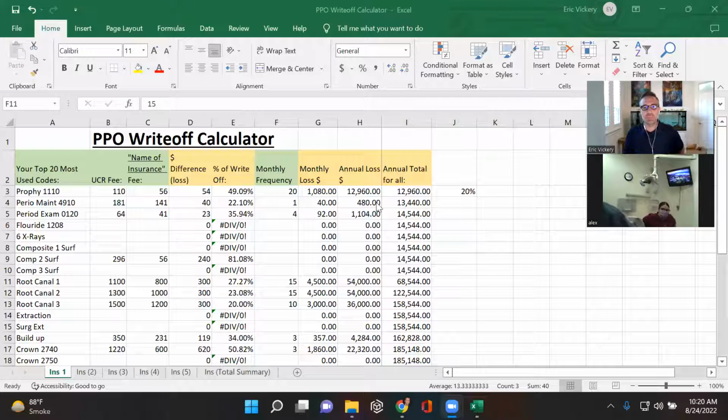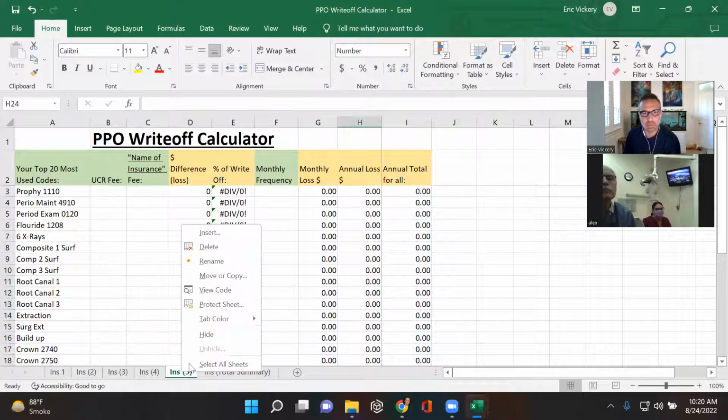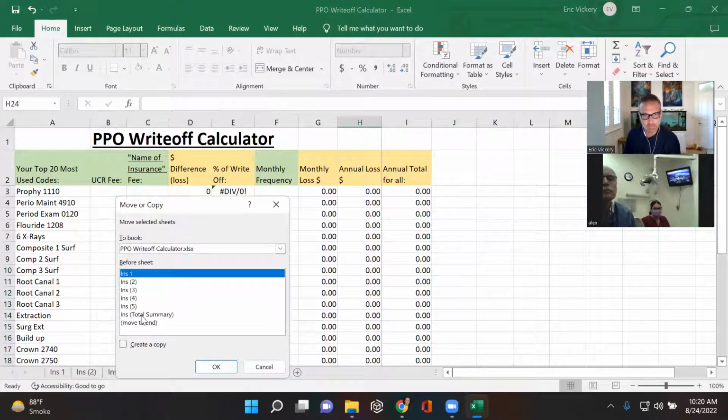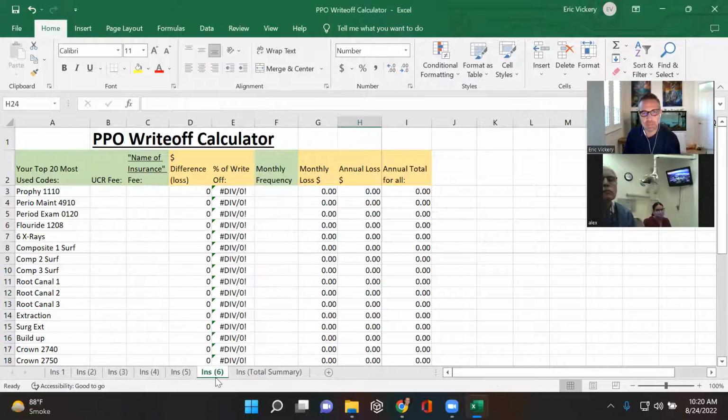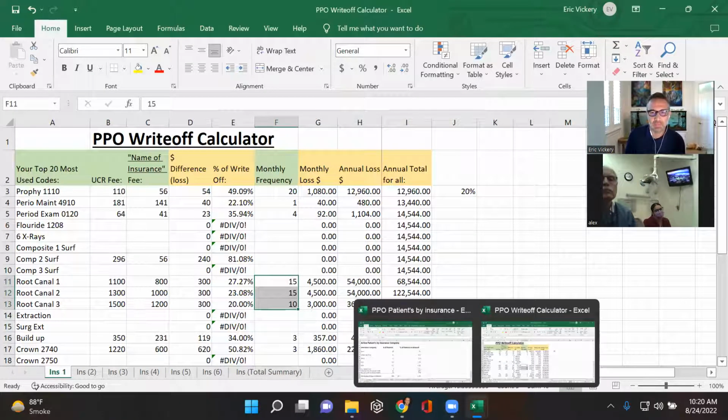All right. Excellent. So this second tracker is called the PPO write-off calculator. Now, you're only going to have room for 5 plans. If you want, you can copy and paste these tabs. They're blank right here. This one's got some example in it, but they're blank. You can right click on it, choose move or copy, click create a copy, and it'll make a 6th version of it. So you can make more and more of them. And then you'll rename them to match the tabs that you have here.